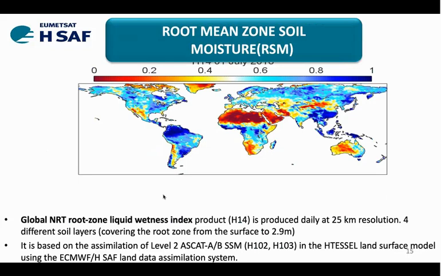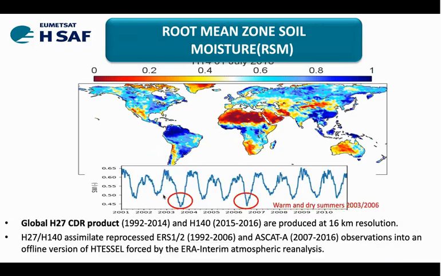We have also root zone soil moisture, and this is a global near real-time liquid wetness index, and is produced daily at 25 kilometer resolution, and it provides the liquid wetness index for 4 different soil layers, covering the root zone from the surface to around 3 meters. Also, in the case of root zone soil moisture, we have a data record, and these are available from 1992 right now, of course.